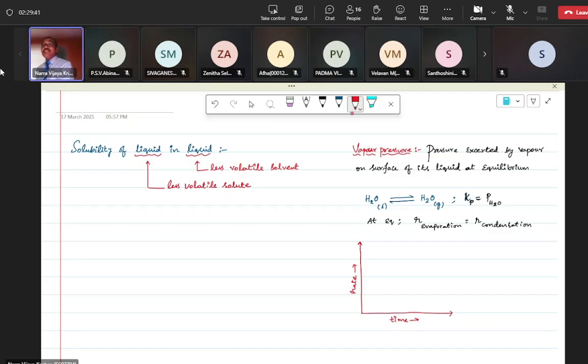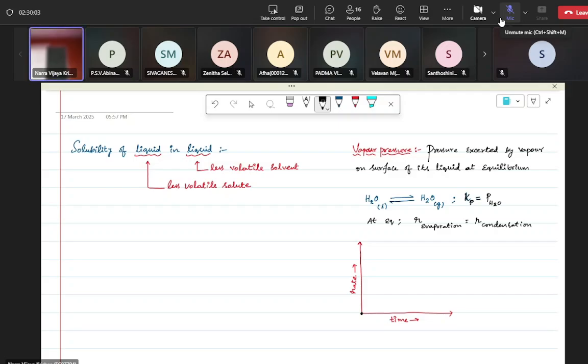Evaporation will start. Reason? Only water is there. There is no vapor initially. Initially only air is there. So the rate of evaporation starts. So at time t equal to 0, what is there? At t equal to 0, evaporation is there. Condensation is 0, not there.